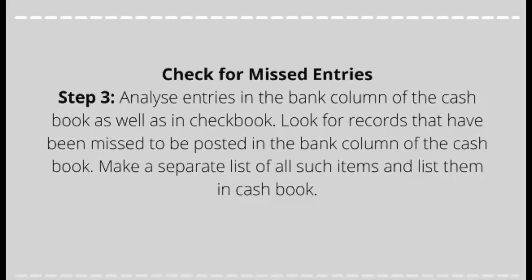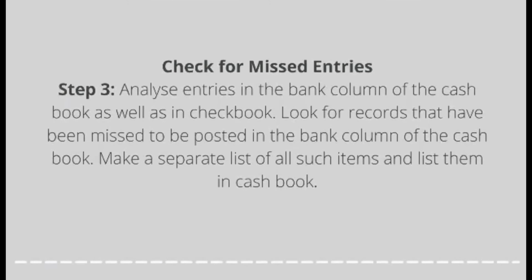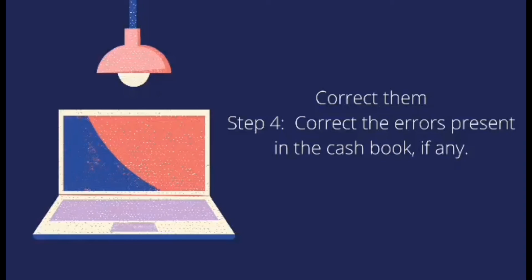Step 3. Analyze entries in the bank column of the cash book as well as in the checkbook. Look for records that have been missed in posting in the bank column of the cash book. Make separate lists of all such items and list them in the cash book. Step 4. Correct the errors present in the cash book, if any.